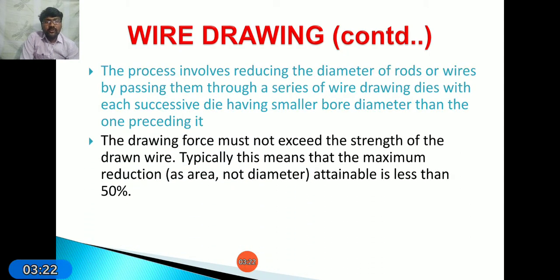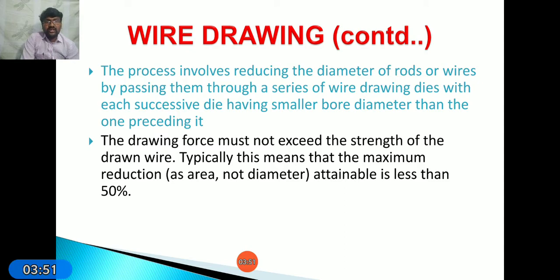Next, the drawing force must not exceed the strength of the drawn wire. Typically, this means the maximum reduction in area, not diameter, attainable is less than 50%. We have to apply force accordingly, otherwise failure will occur, or the wire will be cut off.